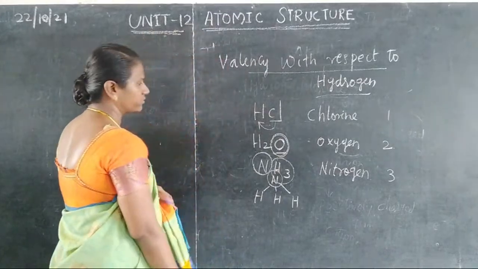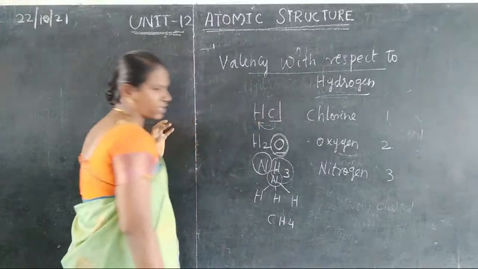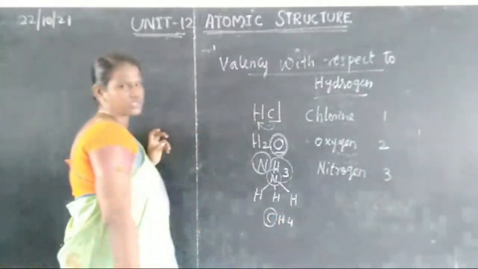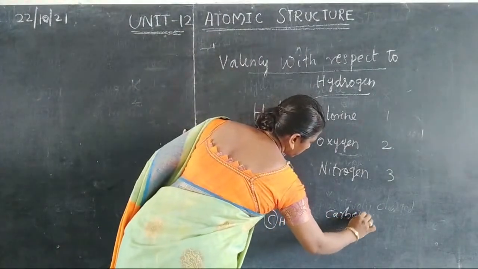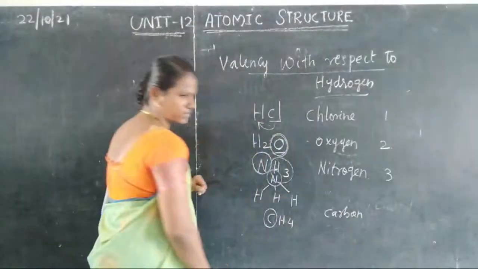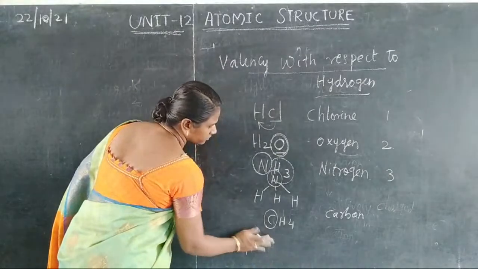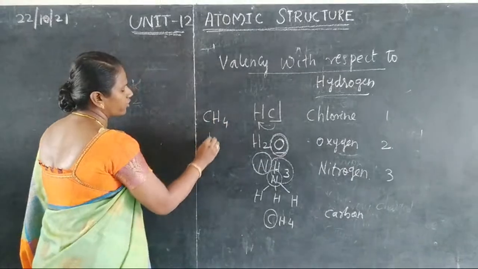Next, methane. We'll take another example, methane, that is CH4. Here the atom which is combined with hydrogen is carbon. And what about the valency of this carbon? Here there are 4 hydrogens. So in this case, CH4, there are 4 hydrogens.